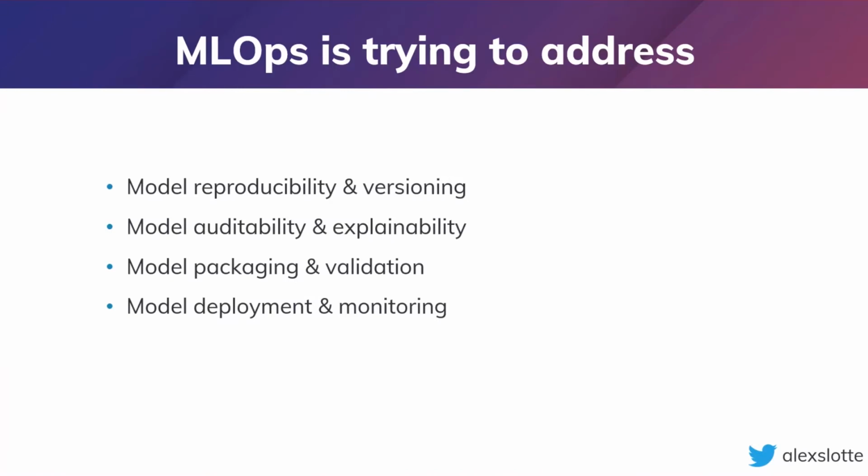So in general, after this introduction, what MLOps is trying to do is address model reproducibility and versioning. It is to make sure that we have auditability and explainability. We have to figure out how to package a model and do some validations, and we have to figure out how to deploy it to production or another system, and make sure we monitor it once we have deployed it. So these are kind of the 4 bullet points that MLOps is trying to do. And currently in more experimental organizations, we don't really have any of this in place by itself.